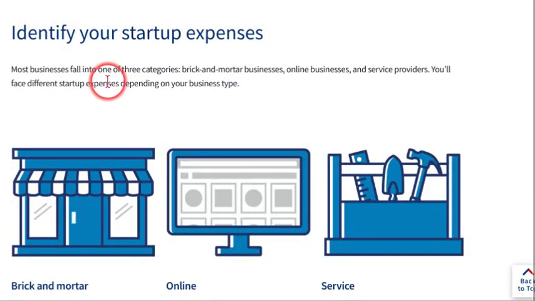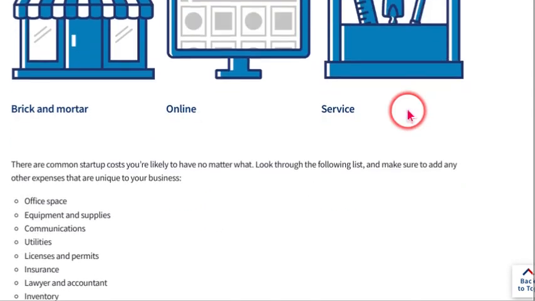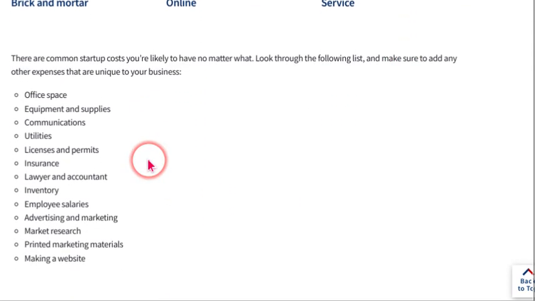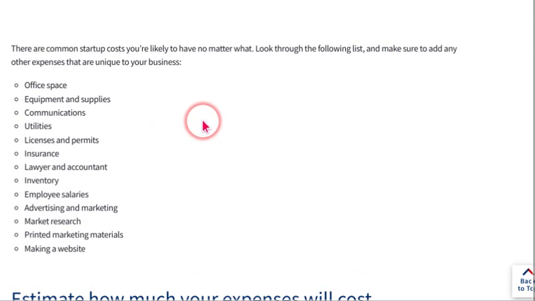Most businesses fall into one of three categories: brick and mortar, which is an actual location, an online business, or a service provider. You'll face different startup expenses depending on your business type. So there are common startup costs you're likely to have no matter what. Look through the following list. Make sure to add any other expenses that are unique to your actual business.